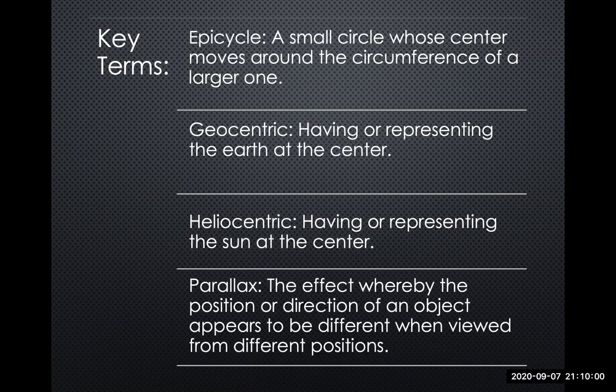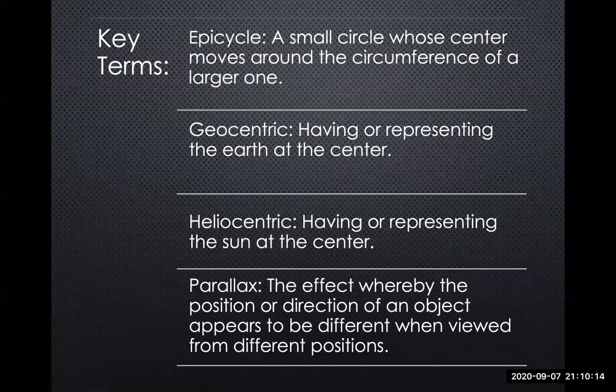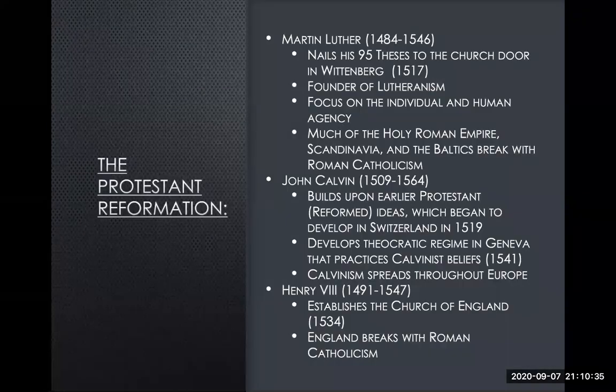The next term here is parallax. This is the effect whereby the position or direction of an object appears to be different when viewed from different positions. One really easy example of this, one way you can see this, is if you hold your finger out in front of you and you close one eye and then you close the other eye, it will appear to have moved. This is simply because the position from which you're looking at the object, in this case your finger, is slightly different. So it looks as though it's in a slightly different location. And this has to do with the way that people thought about the stars and thought about our location in relation to the stars.